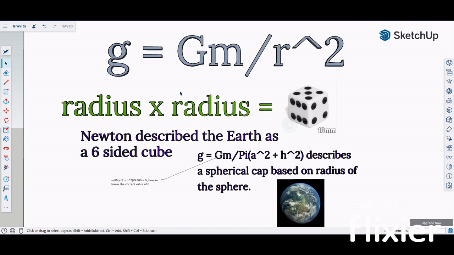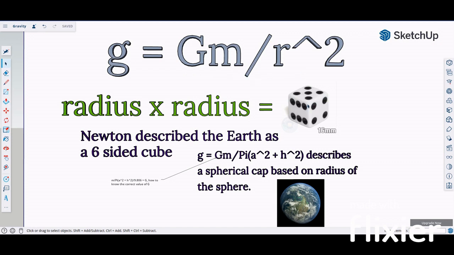I've actually researched this online. And so R squared is a six-sided dice. From the center of the cube to any corner is the radius. And that radius along any edge is R squared. That is what Newton describes with universal constant times mass divided by R squared.